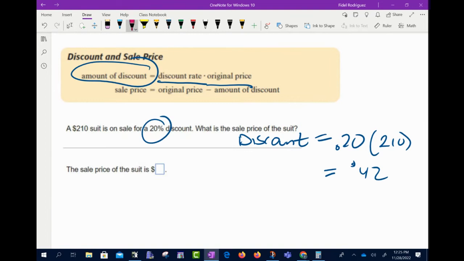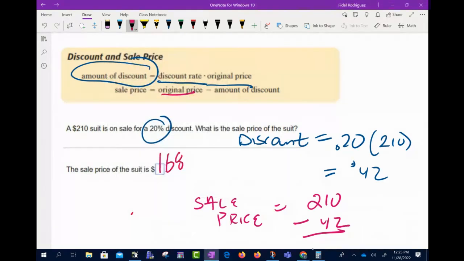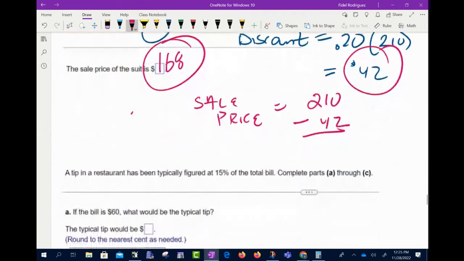But remember, the sale price, y'all, is going to be the original price, which was 210, minus the discount. So 210 minus the discount, that's going to be 168. Okay. So that's going to be my sale price there. Okay. So when I'm doing discount and sale prices, I first have to find the discount by taking the rate times the original price. And then again, the way we find the sale price is we just subtract the original one minus what the discount is. Okay.